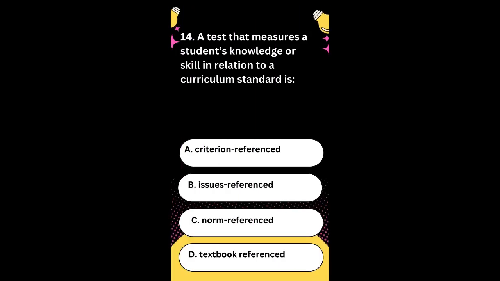14. A test that measures a student's knowledge or skill in relation to a curriculum standard is: A. Criterion referenced. B. Issues referenced. C. Norm referenced. D. Textbook referenced.